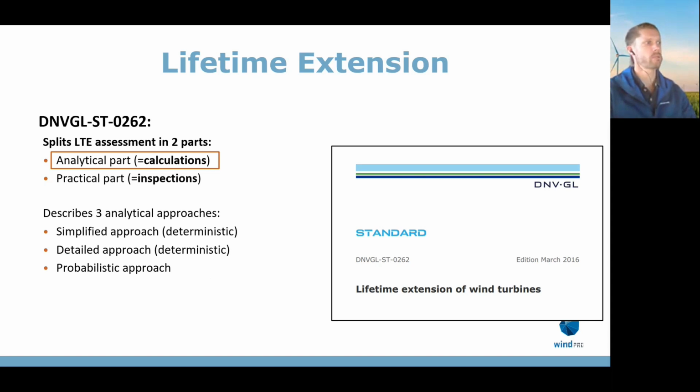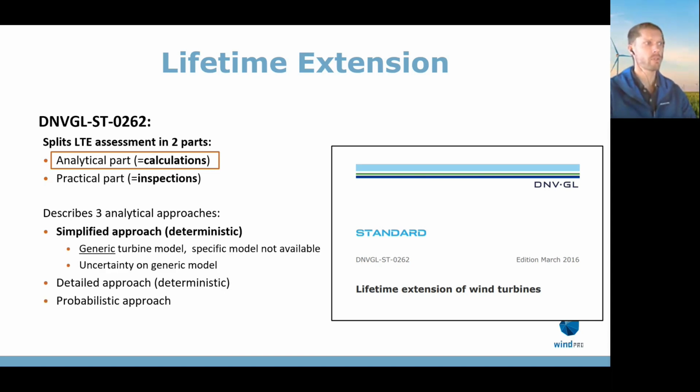The analytical part in the standard is split into 3 approaches, which are called the simplified, the detailed, and the probabilistic approach. The simplified approach relies on the use of generic turbine models, just as I described that we have in load response in windPRO. This is what you should do if the actual turbine model or design is not available. The price is that you also need to quantify the uncertainty from using the generic model. It's not used for anything, it's informative.